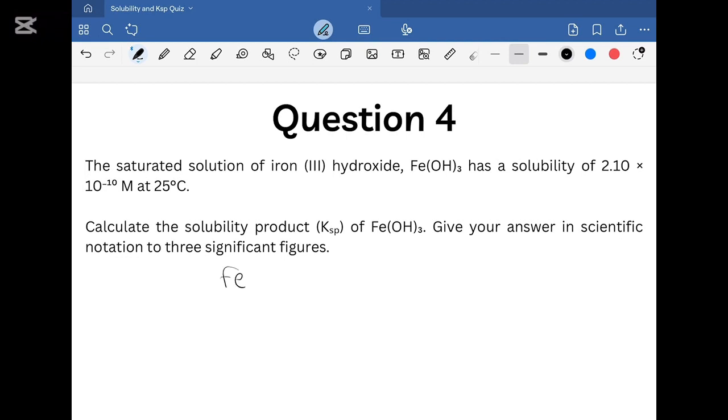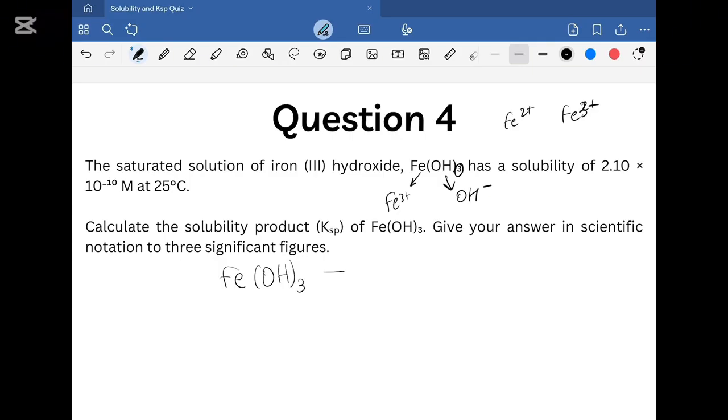I'm going to write the equation first. So we have Fe(OH)3. The ions present are Fe3+. As you can see, we have this subscript 3 over here. And Fe usually has either a 2+, or it could be Fe3+. But since the subscript is 3, it's Fe3+. And OH is the hydroxide ion, which is OH-, with a charge of -1.